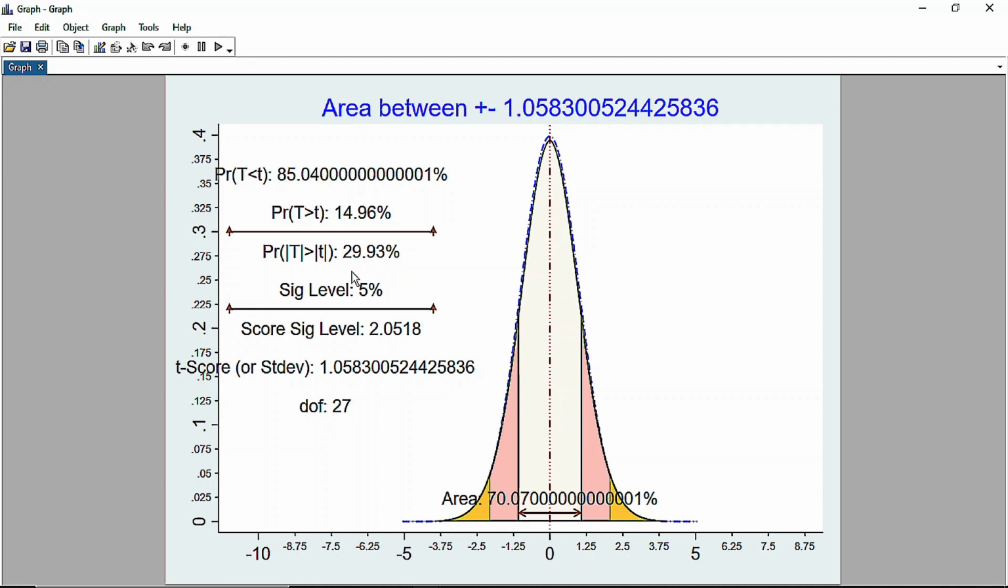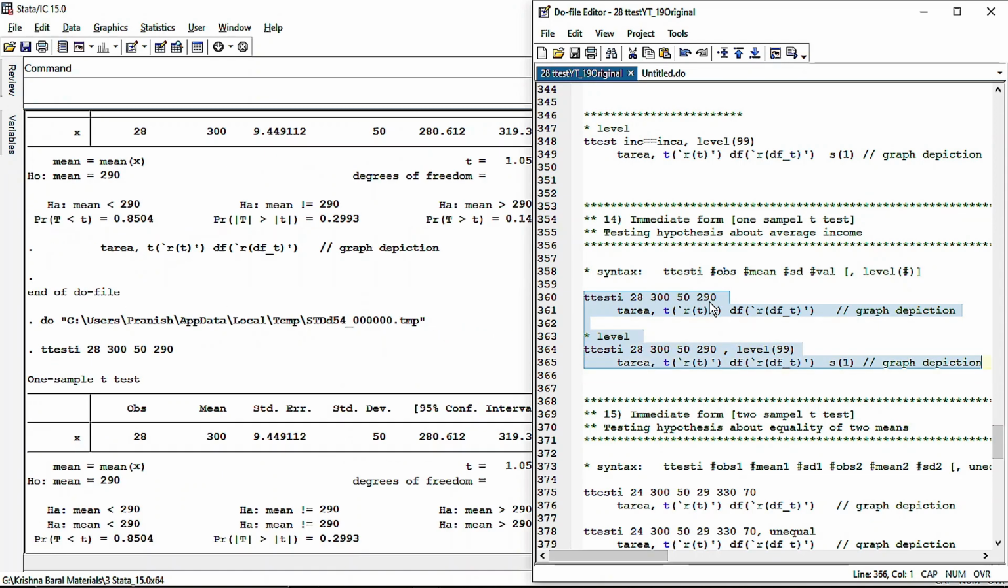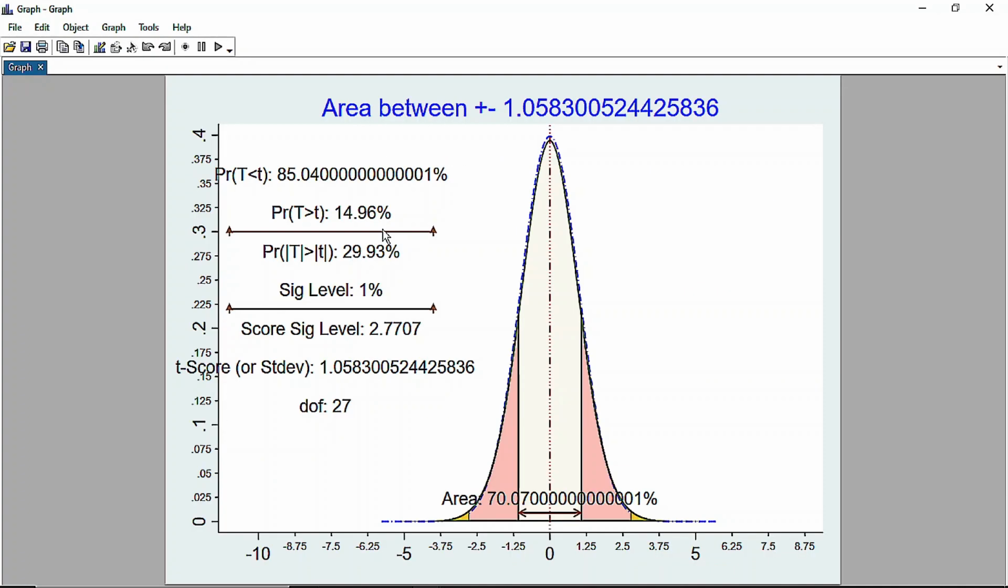So it is 85, 29, and 14, and the t-score is 1.05. As the p-value for all of these three cases, whether two tail test, left tail test or right tail test, is greater than our significance level, we fail to reject the null, and we conclude that the average is in fact 290. Will our interpretation change if we take our alpha value as 1%? As the p-value is greater than our significance level, we fail to reject the null in any of these three cases.